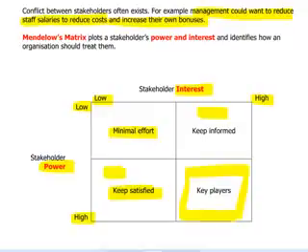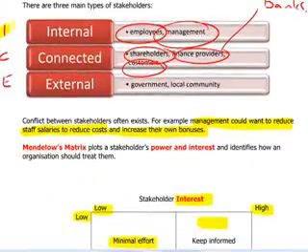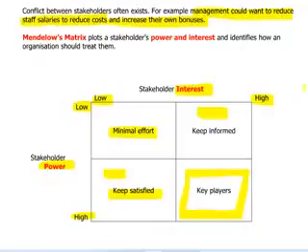Okay, thank you for listening. This is a very quick video just to give a quick overview of stakeholders, the concept of stakeholders, where we've got three categories: ICE, internal, connected, and external. And we also talked a bit about Mendelow's power and interest matrix.